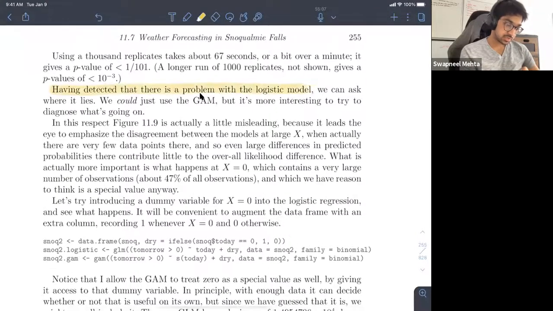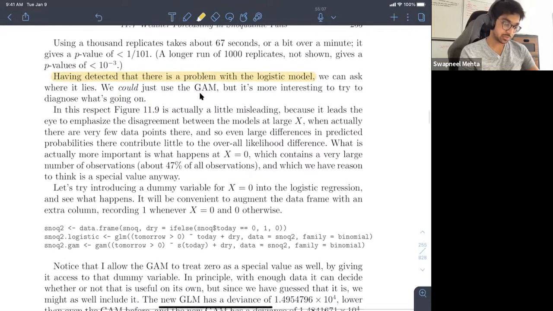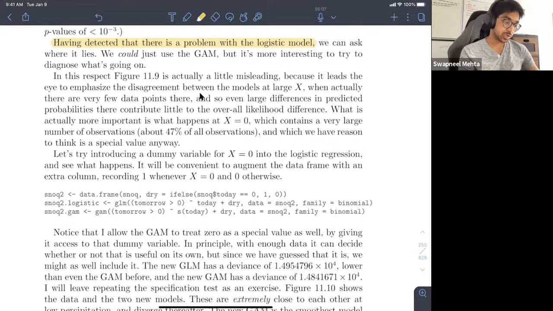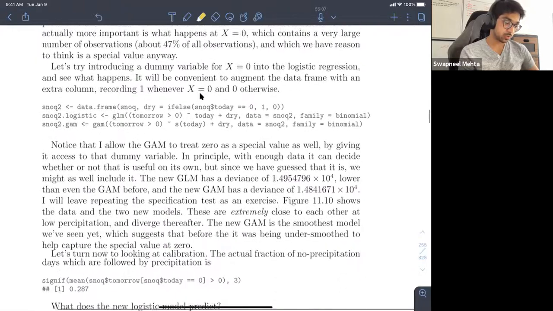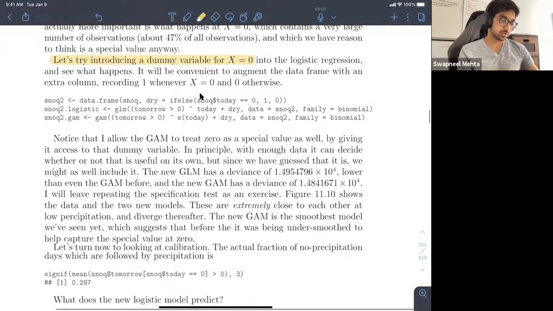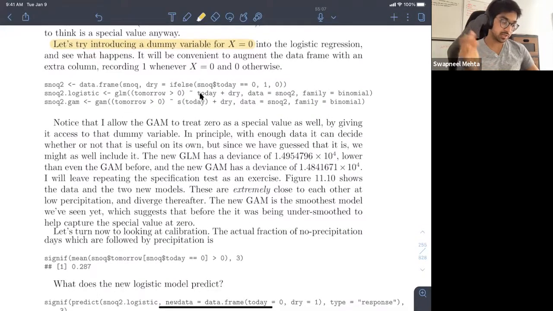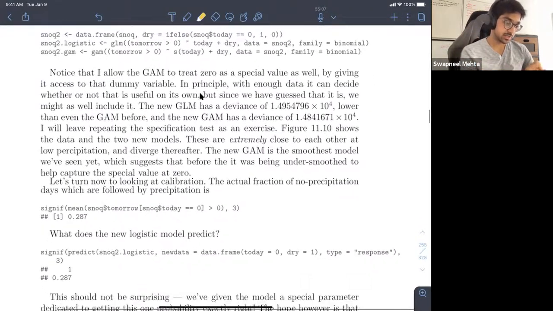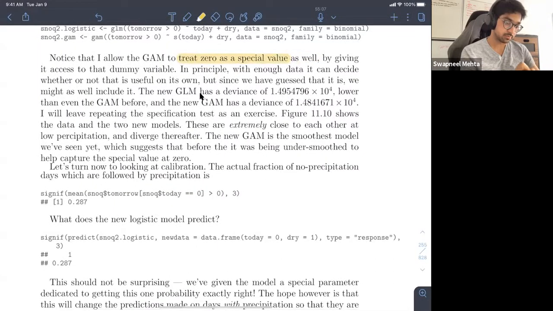In this case, there is some sort of problem with the logistic model, and he walks through how we actually diagnose this, how we test it, and figure out what to do. He nicely introduces this dummy variable, so that you fit a model to all of the data, but give it enough flexibility to fit the data well. So he introduces this dummy variable just to allow it to fit the rest of the data well. You treat zero as a special value by giving access to that dummy variable.